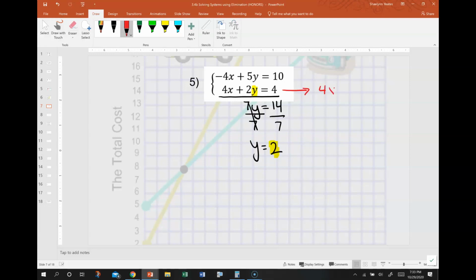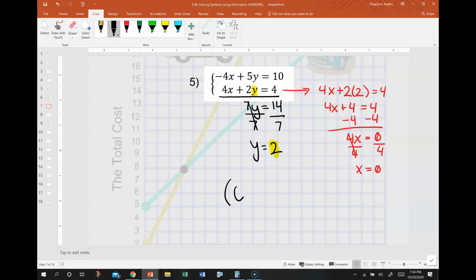So I've got 4x plus 2, and then instead of y, I'm going to write 2 equals 4. So I have 4x plus 4 equals 4. I can subtract 4 from both sides. I get 4x equals 0. Then I divide both sides by 4, and I get x equals 0, thus making my solution (0, 2).